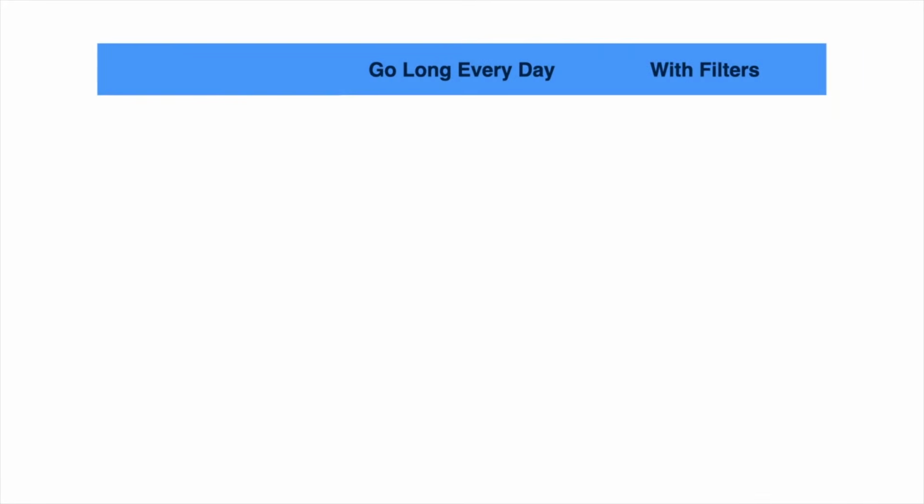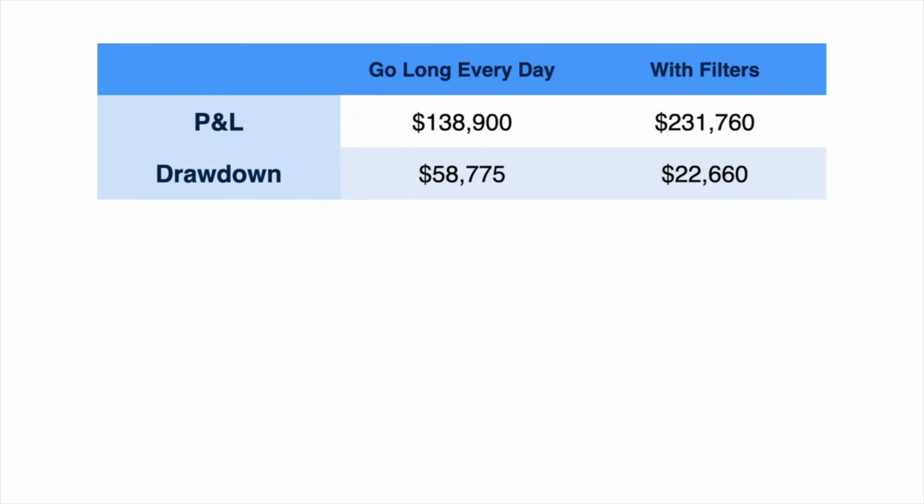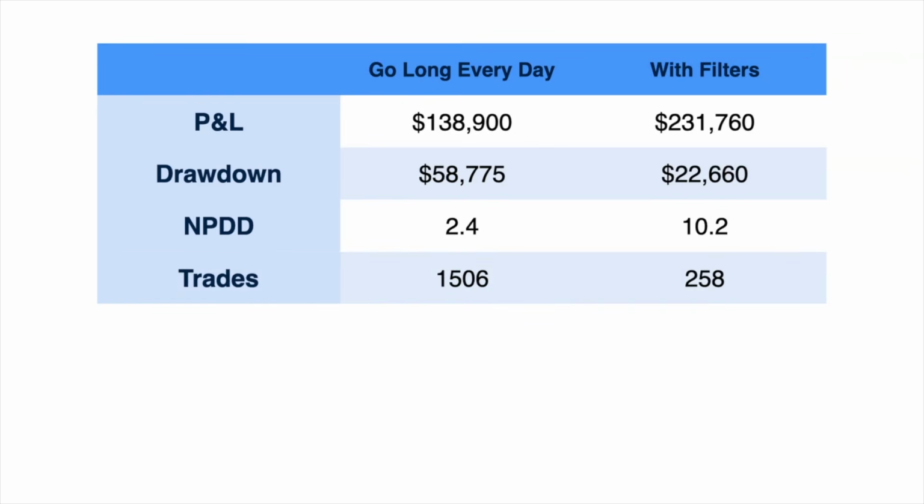All right, so here are the performance metrics. So the original go long every day generated roughly $139,000. With our filters, $232,000. We also have significantly cut back on the drawdown. The net profit versus drawdown is an incredible number, going from 2 to 10, and we significantly reduced the trades. And I really like to see that.